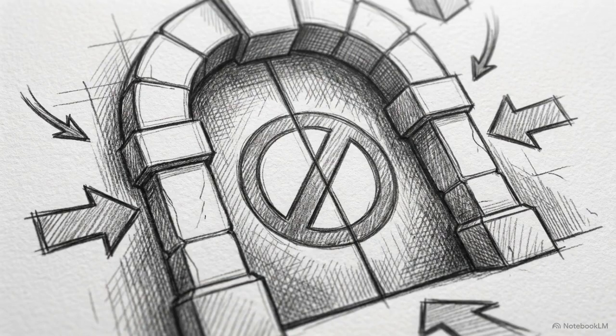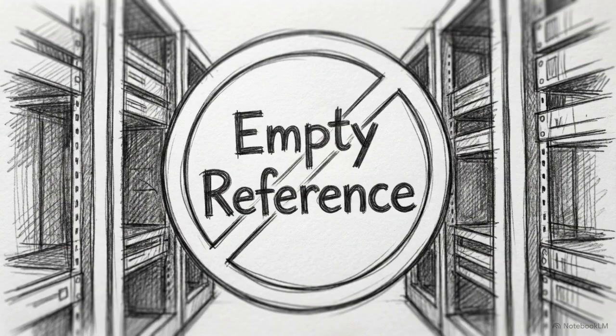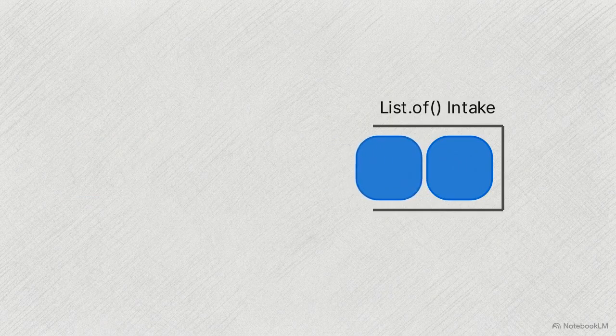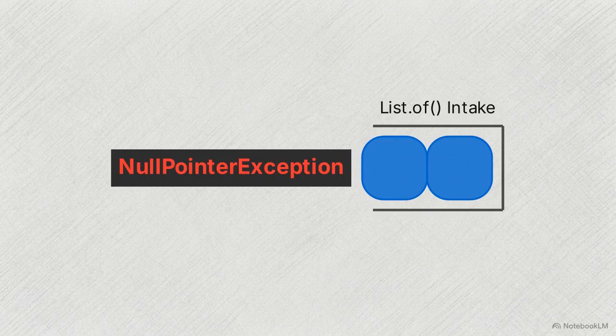The first absolute invariant of this specialized implementation is strict null hostility. Attempting to pass a null or completely empty value into this specific list structure is prohibited by the JVM. If standard data blocks enter, the list accepts them smoothly. But if a null value approaches the intake, it shatters upon contact. The system immediately rejects the null value by throwing a fatal null pointer exception.